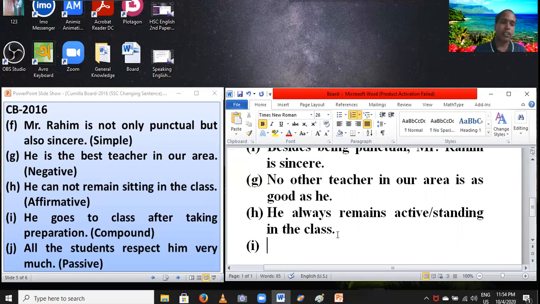Question I: He goes to class after taking preparation. Compound. Dear students, you have to change into compound. Question: is the example simple or complex? Dear students, if you find this formula, after plus being plus ing, while changing into compound, you have to come and then.